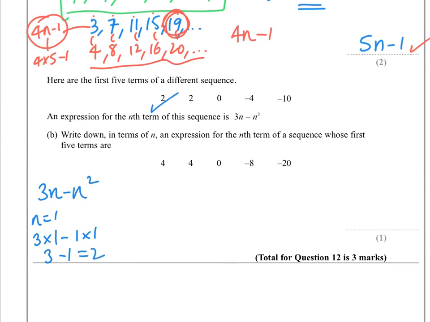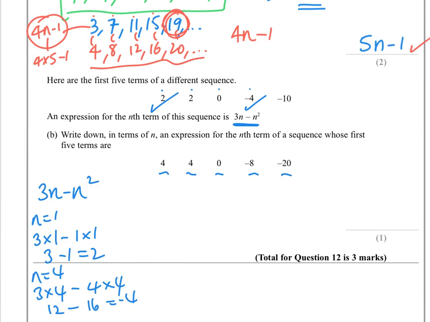And let's check it out for, say, 1, 2, 3, 4. So if n is 4, 3 times 4 minus 4 times 4 is 12 minus 16, which is minus 4. So yeah, that's fine. Write down in terms of n an expression for the nth term of a sequence whose first 5 terms are these ones.